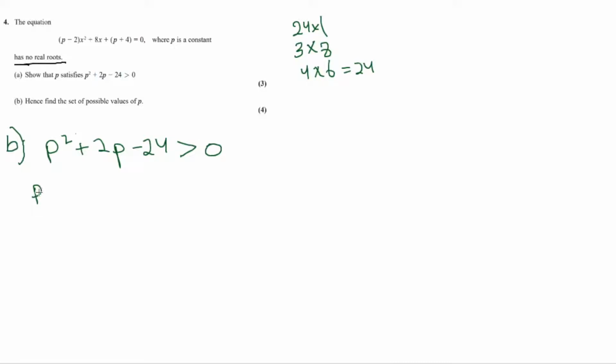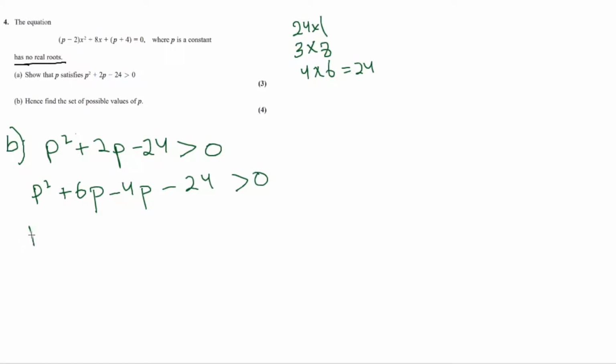So p squared, now take care of the signs here, because we need positive 2, and obviously we're subtracting these, so the signs are going to be different. The bigger term has to be positive. So I'm going to say plus 6p minus 4p, because if I said negative 6p plus 4p, I would get negative 2p. So I'm going to say p squared plus 6p minus 4p minus 24 greater than 0.